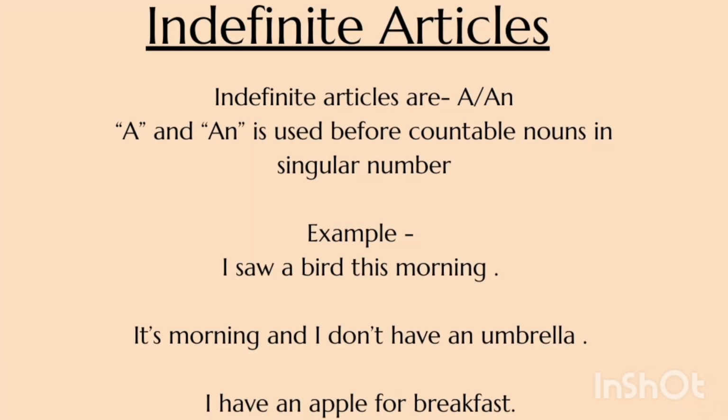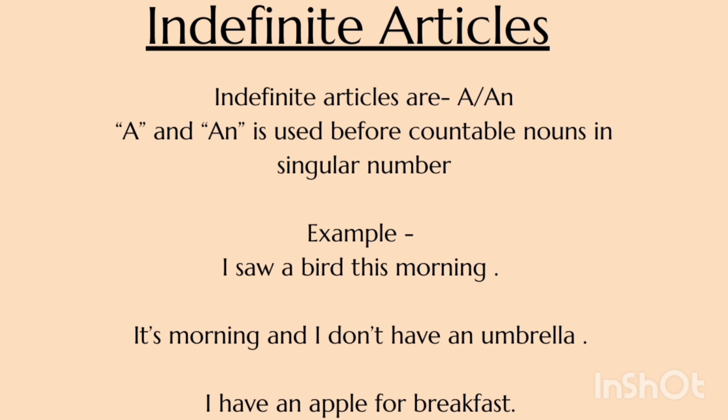If we discuss the types of articles, the first one is indefinite articles. What are indefinite articles? Indefinite articles are a and an. A and an are used before countable nouns in singular number. Countable nouns means what we can count, and singular means one. Let's take a few examples. I saw a bird this morning. Bird here is a countable item. We can count birds. How many birds? A bird. So I'm talking about a single bird, a singular number.